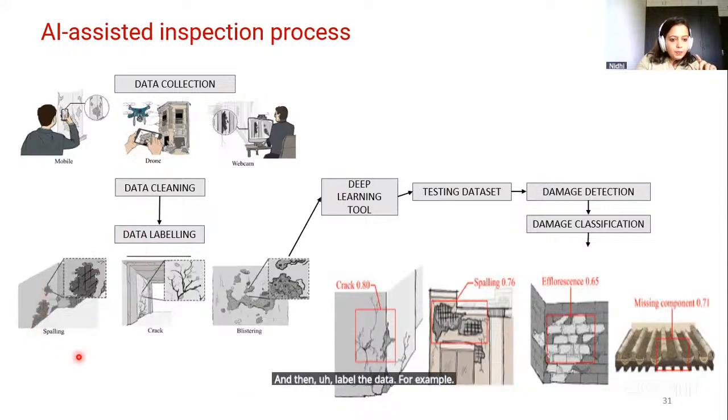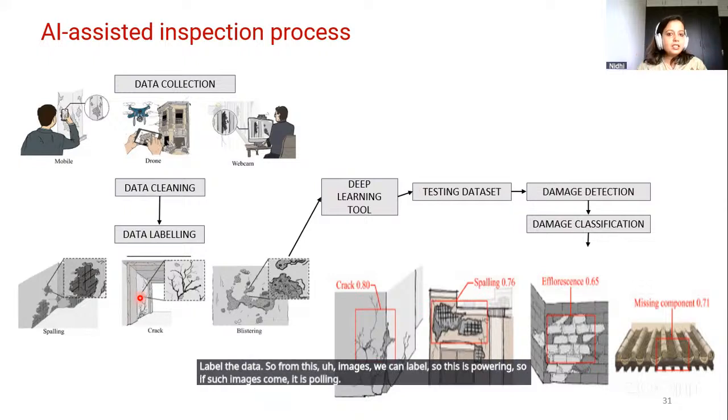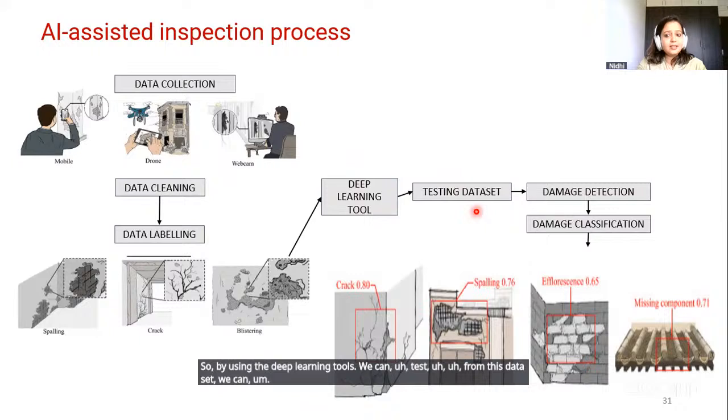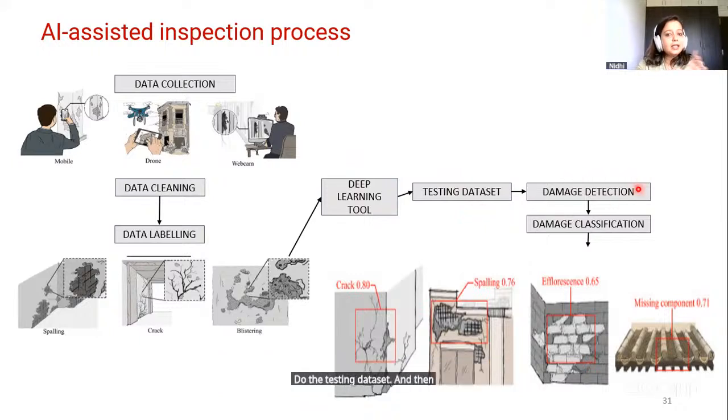For example, this picture shows spalling of the structure. This picture shows cracking of the structure. This is some blistering. Like that, we will label the data. From these images we can label: if such images come, it is spalling; if such images come, it is cracking. These are the blisters. By using deep learning tools, we can test from this dataset, and then detect the damages and classify the damages.